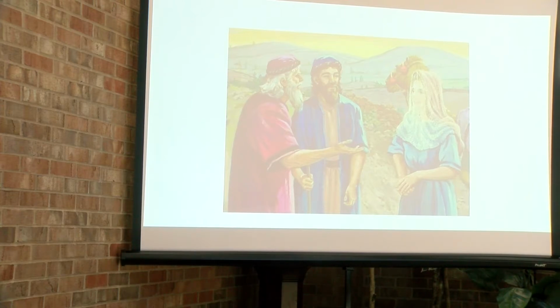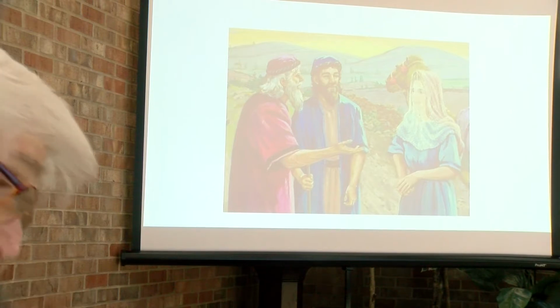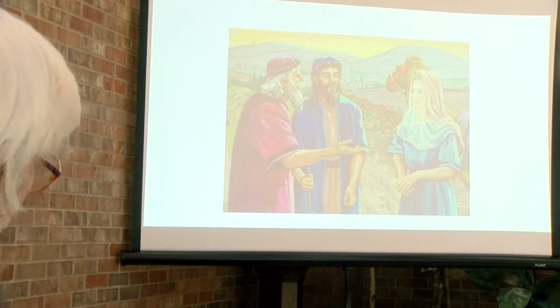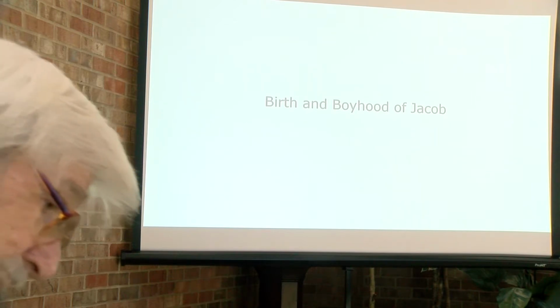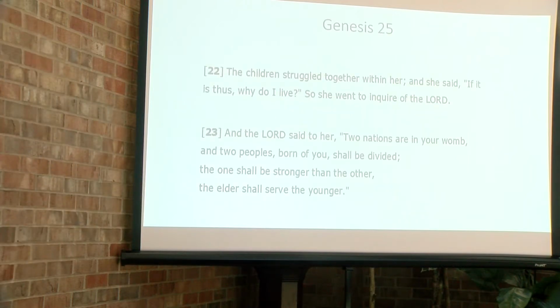Now, at this time, Isaac is 40 years old. Rebekah does not have any children for another 20 years. Isaac is, it says, 60 years old before she becomes pregnant. But when she becomes pregnant, it was something, I guess, to remember. It says, the children struggled together within her, and she said, if it is thus, why do I live? So she went to inquire of the Lord. And the Lord said to her, two nations are in your womb, and the two peoples born of you shall be divided. The one shall be stronger than the other, and the older will serve the younger.